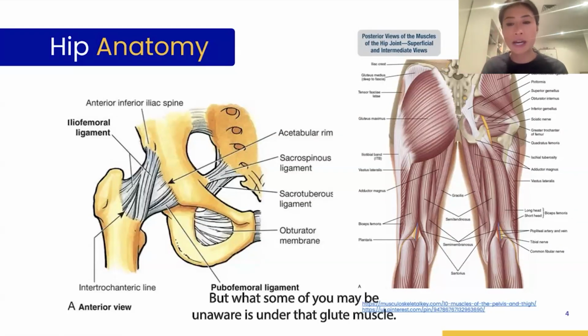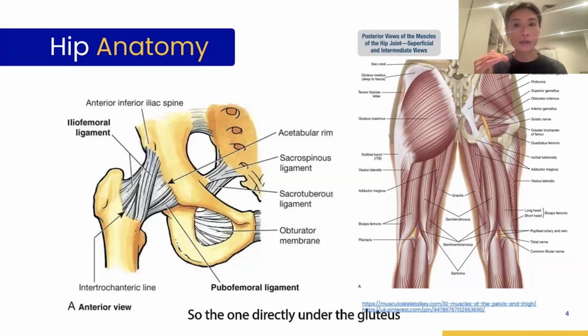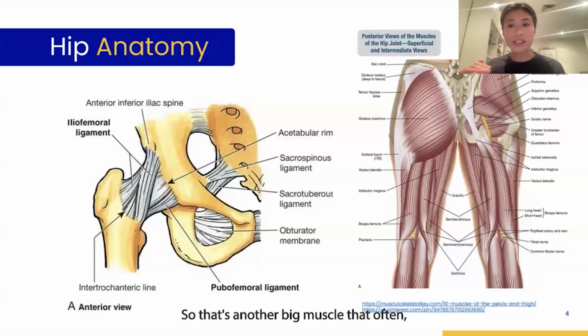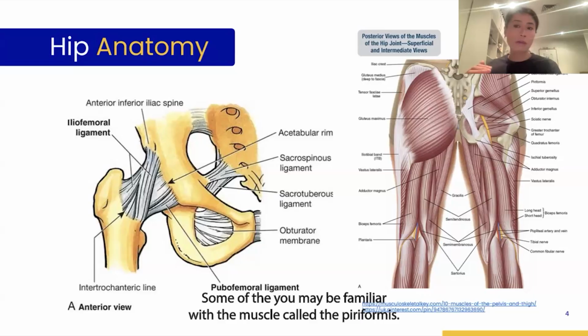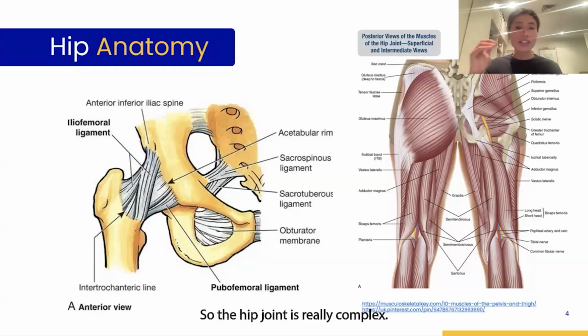But what some of you may be unaware of is that under that glute muscle, there are actually lots of other layers of muscle. The one directly under the gluteus maximus is called the gluteus medius. That's another big muscle that we often like to work on with exercises or manual therapy. And then even below that, there are other muscles. Some of you may be familiar with the muscle called the piriformis. And then even below that, there are even deeper muscles. So the hip joint is really complex, and that's just looking at the back.